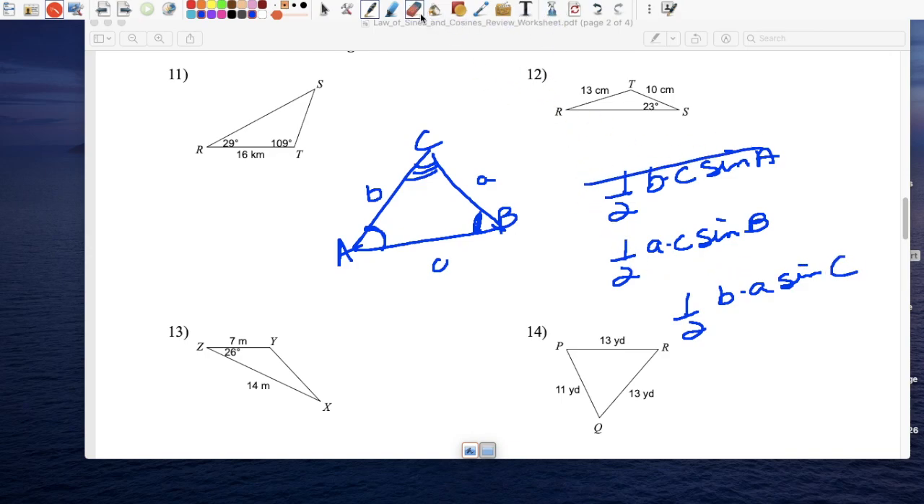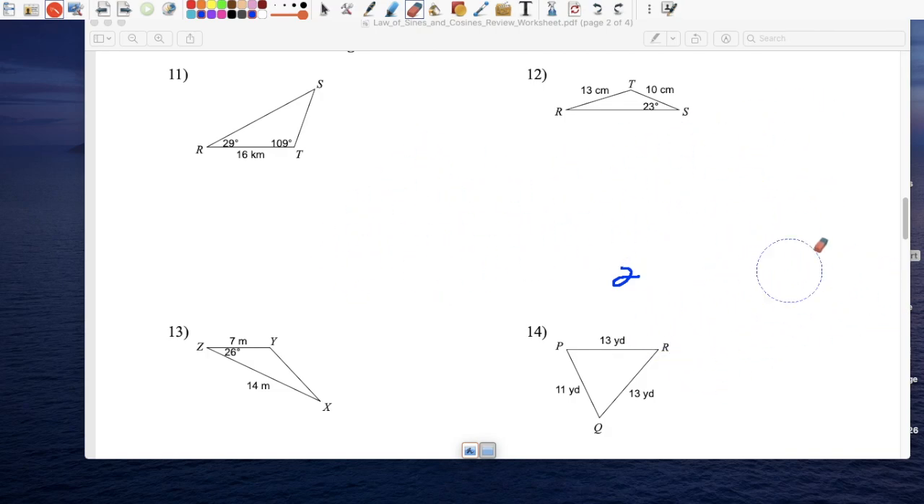So in this case, the first thing we can do is find the angle. 180 minus 29 minus 109, that's going to give us 42. This is like 42 degrees over here. We need one more side.